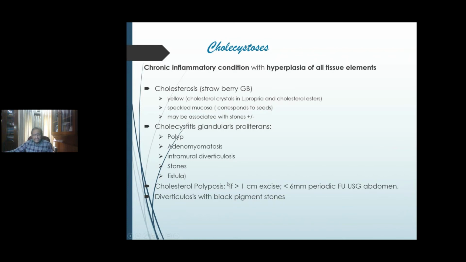The polyposis is important if the size is more than 1 centimeter. Less than 6 millimeter, periodic follow-up is required. 6 millimeter to 1 centimeter is the gray zone. It is always better to operate on these patients. And if you have got diverticulosis with black pigment stones, that is the time when you should operate on these patients. I think we'll finish here.